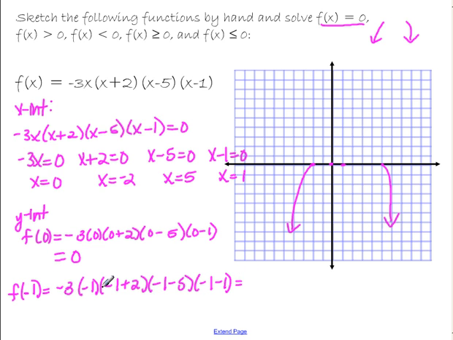What would that be? Positive 3 times 1. Negative 1 minus 5 is negative 6. And negative 1 minus 1 is negative 2. So that would be a positive 3 times 12, which is a 36. And you can use your calculator if you need to find out that particular point. So we know at negative 1 our graph is at 36.